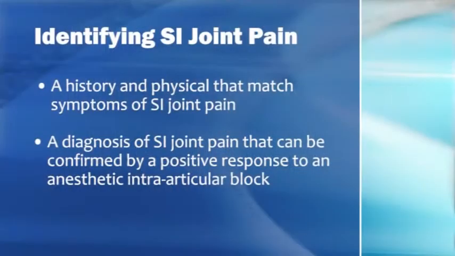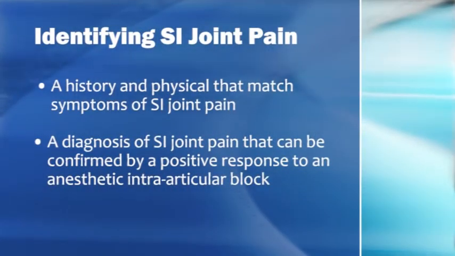History can be very helpful. Physical exam can be predictive. Something such as the Fortin finger test can give a 70 to 80% positive predictive value, but there's always those that you can miss on history and physical. So the challenge for SI joint pain is number one, finding an individual who seems to have a history and physical that matches SI joint pain. And then the secondary challenge is to really identify that problem for sure.